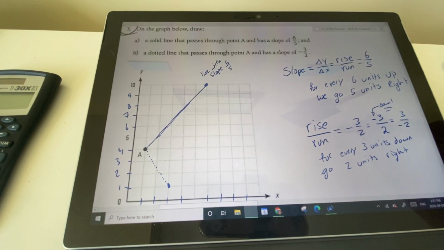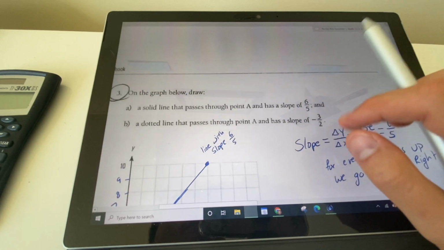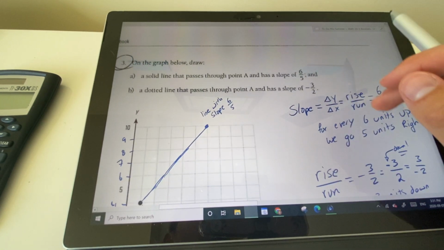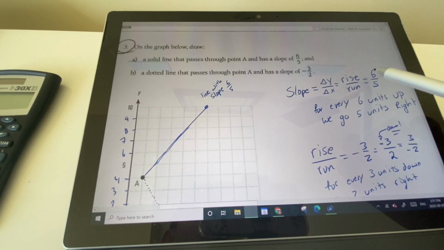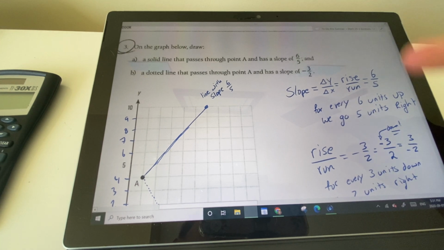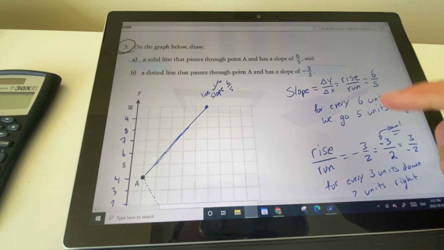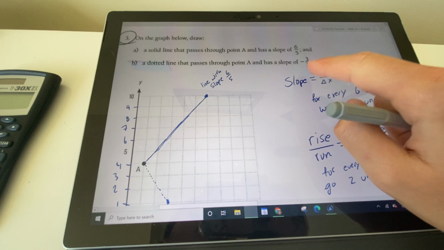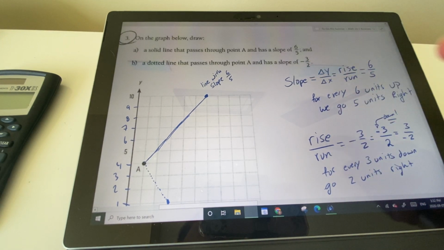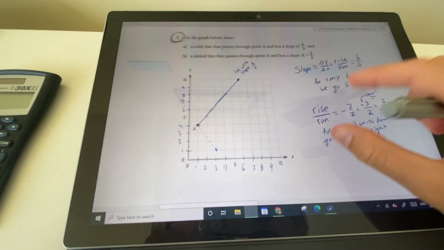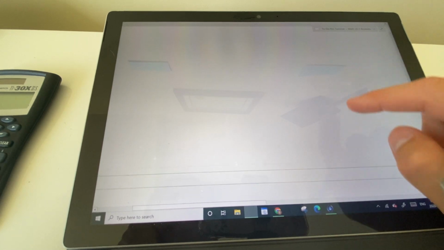Okay, so just understand we can either put the negative value on the top or the negative value on the bottom. Also remember, if you have a negative value on the top, that means you're going down. Okay. If you have a negative value on the bottom, that means you're going to the left. Okay. So there is your solution for 3.